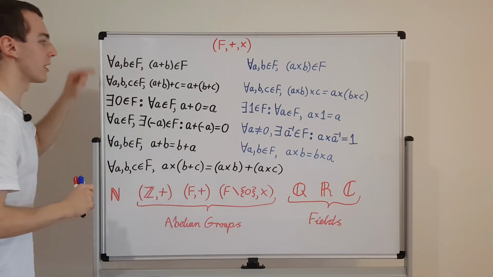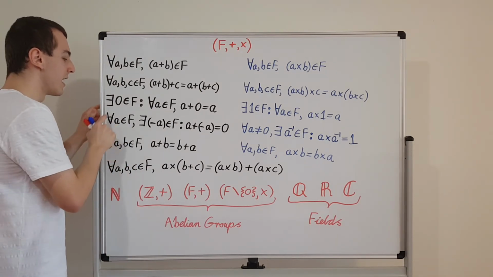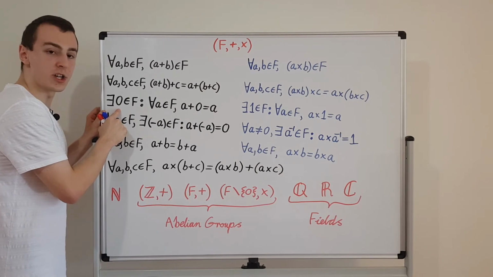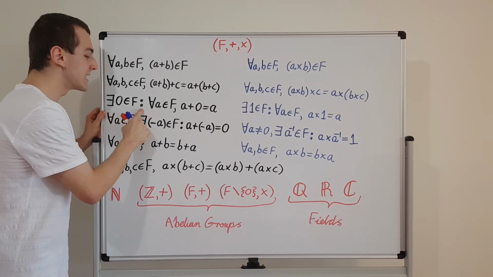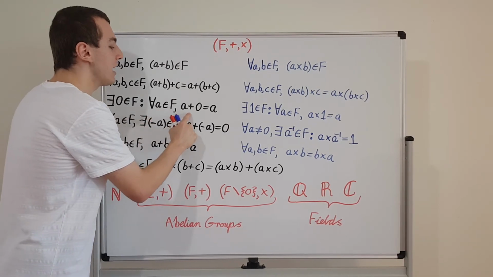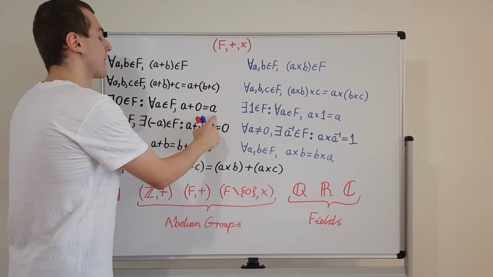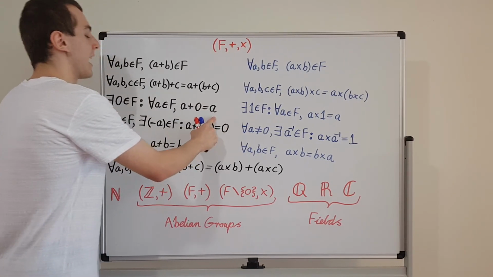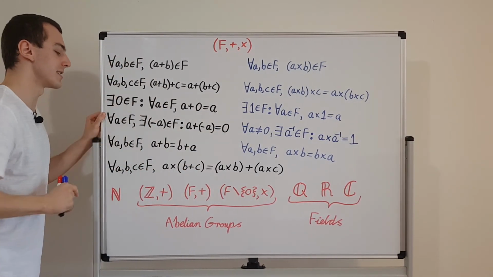That's associativity. We have closure and associativity. Then, there exists an additive identity, which we denote by 0, in the field, such that for all elements A in the field, A plus 0 is equal to A. Adding the additive identity doesn't change the element. And there exists a unique additive identity.